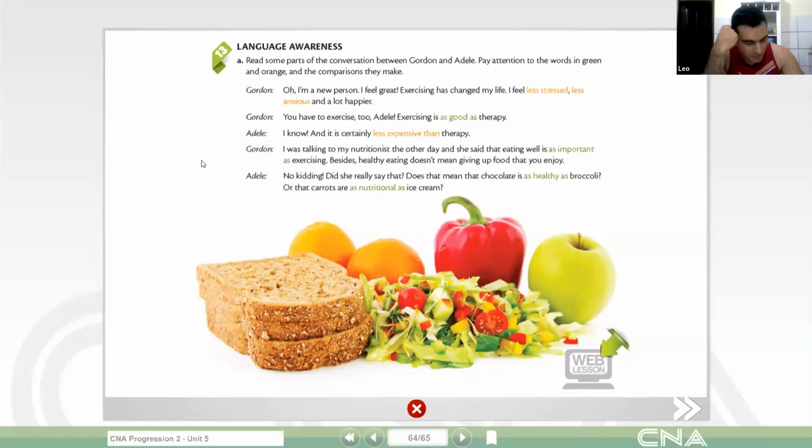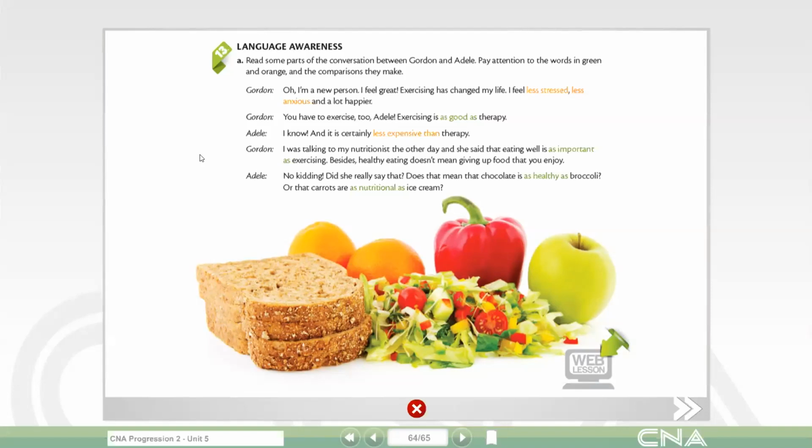I was talking to my nutritionist the other day, and she said that eating well is as important as exercising. Besides, healthy eating doesn't mean giving up food that you enjoy. No, Karen. Did she really say that? Does that mean that chocolate is as healthy as broccoli? Or that carrots are as nutritional as ice cream.